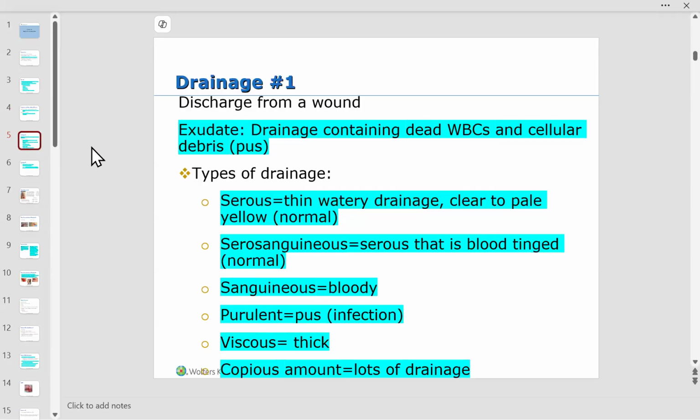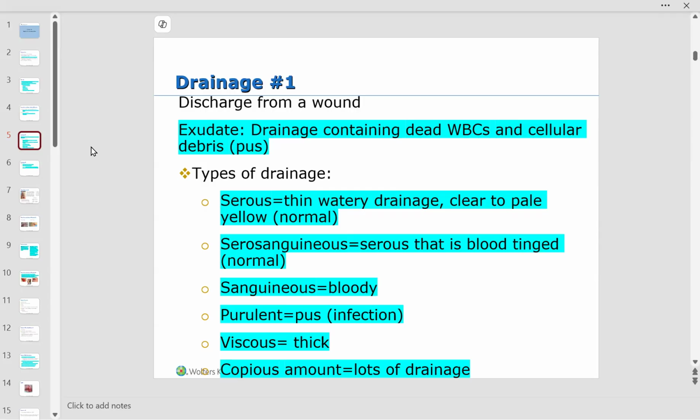Drainage. Sometimes wounds will drain. The word exudate means drainage that contains dead white blood cells and cellular debris. It's like pus, right? But there are different types of drainage other than that. Serous drainage is thin, watery, can be clear, can be a pale yellow, considered normal drainage. Okay. If you have a wound or an incision, you're going to have some serous drainage. Okay. That is your body trying to help that wound heal.